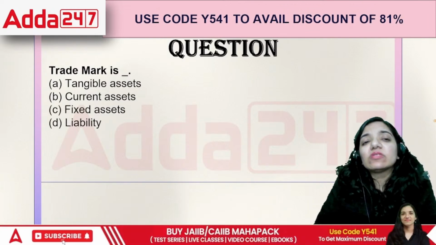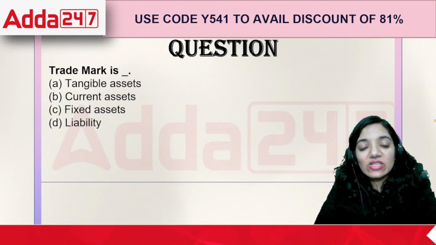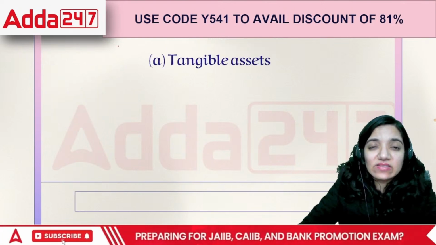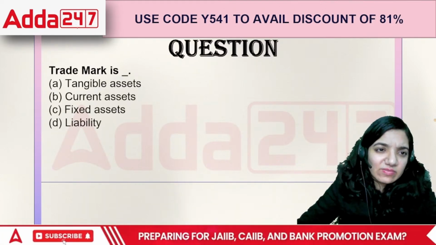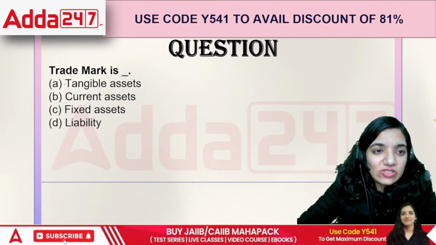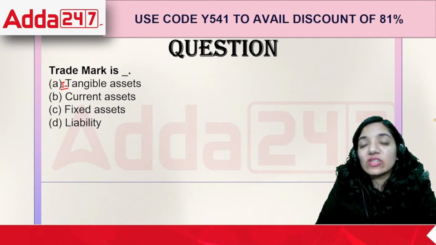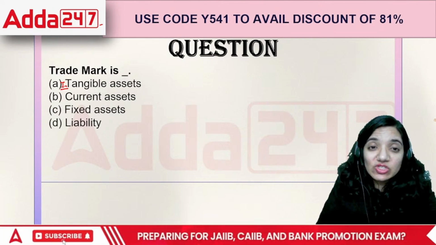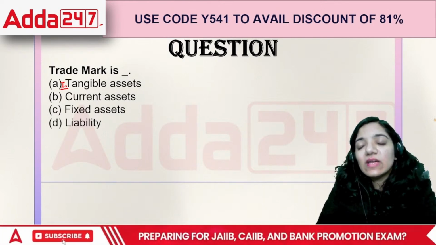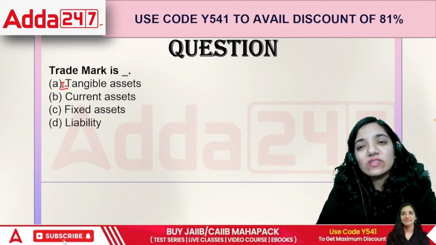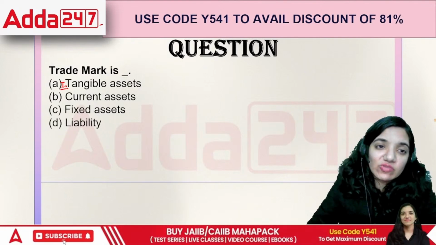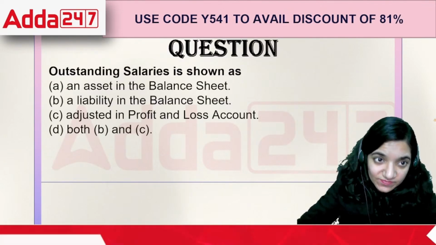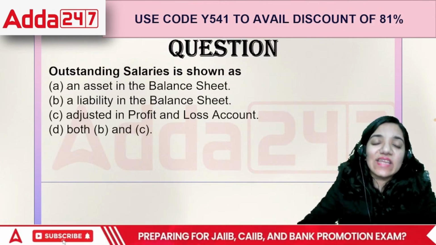If I talk about a trademark, it's actually an intangible asset. It cannot be touched. It is there only in terms of documentation. So if we have to define its value, it's given only in the documentation. So we'll call it an intangible asset. The correct answer is intangible asset.